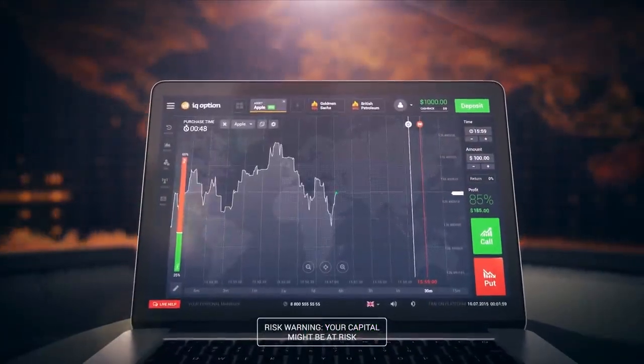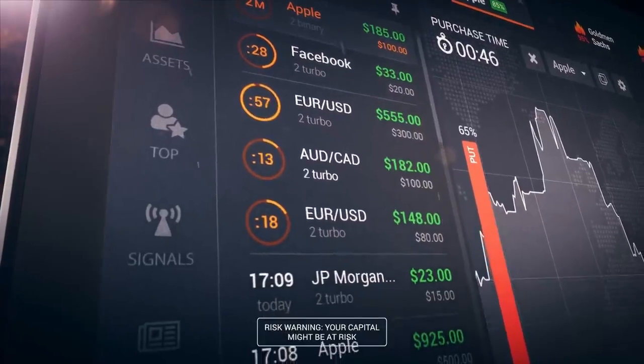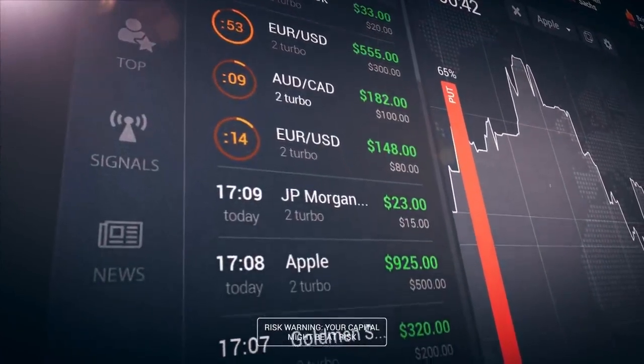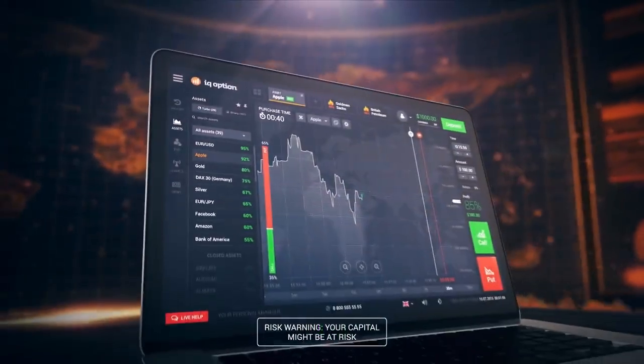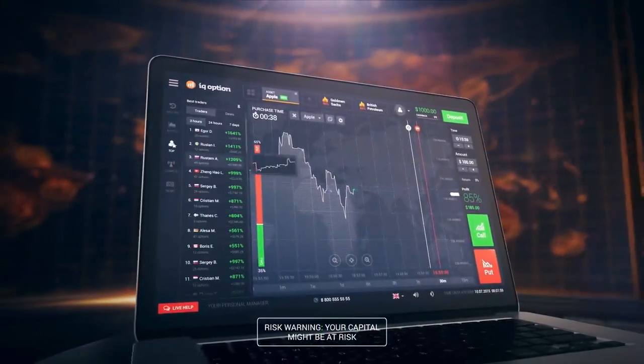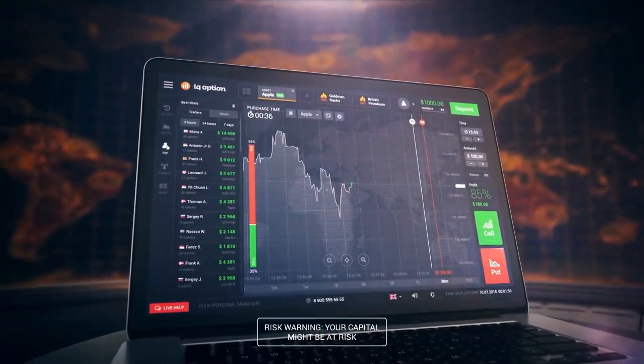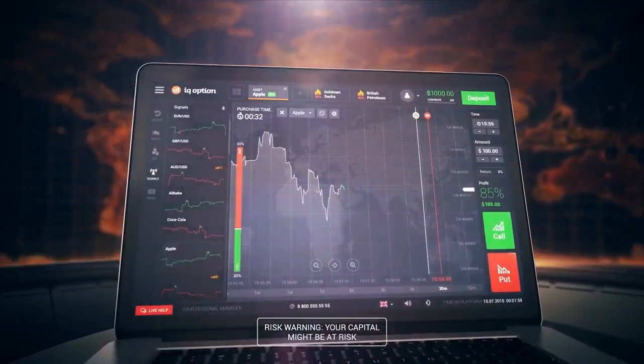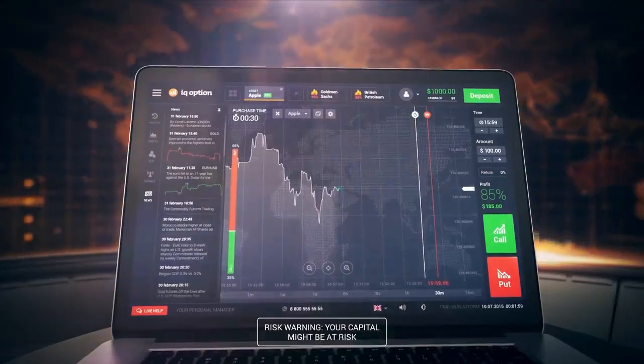On the left panel, you will find Opened Options. Their expiration time hasn't yet come. Expired Options. Selection menu of possible trading assets. Top traders' stats and best deals. Future price movement prediction based on technical analysis, and relevant financial news.